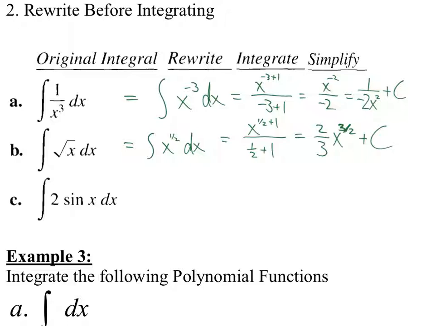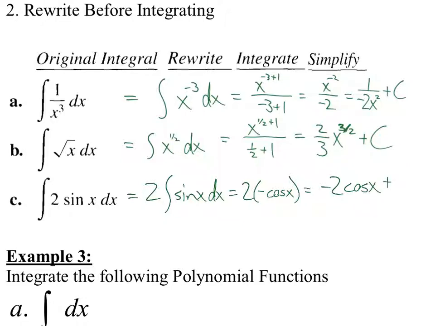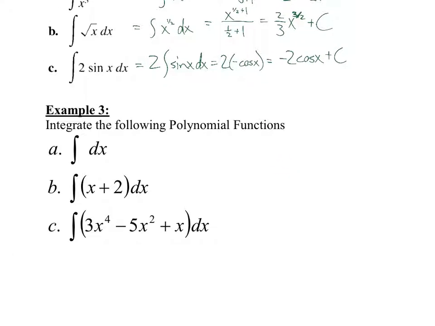Here's where that constant multiple rule comes in. I can rewrite this if I want. I'm at least going to think of it as 2 times the antiderivative of sine. And the antiderivative of sine is negative cosine. So it's 2 times the negative cosine, so negative 2 cosine x plus c. Just like with the derivative, you pull the constant along with it.